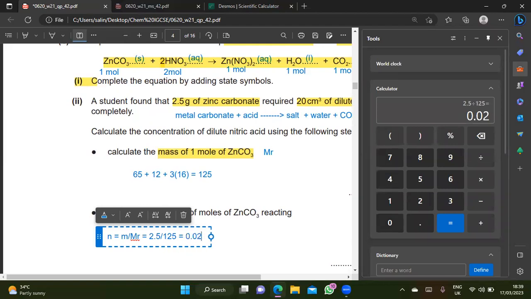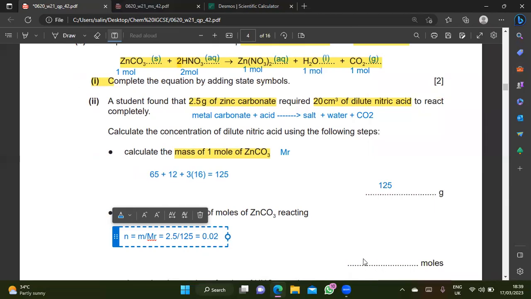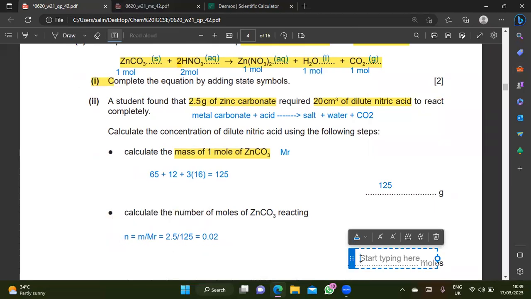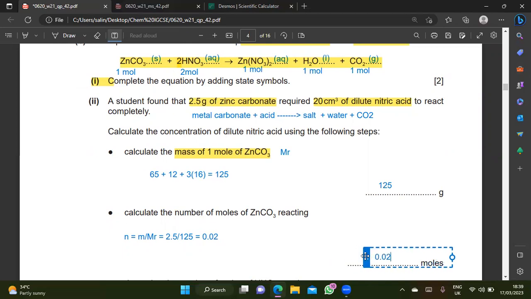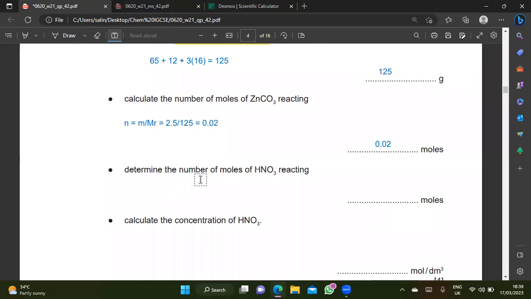0.02. Go. 0.02. It's not that hard. Done with that. Determine the number of mole of nitric acid reacting.